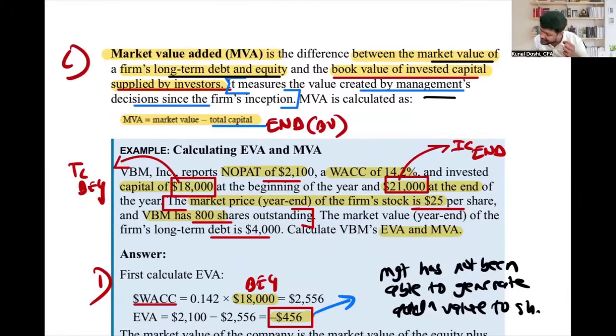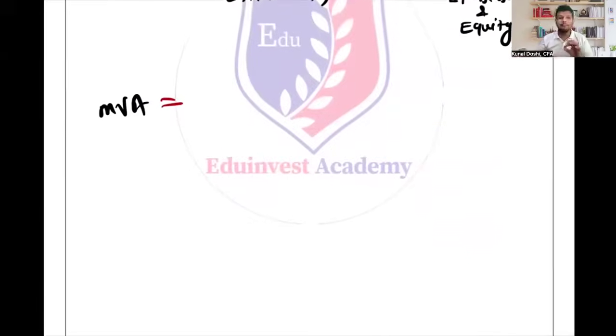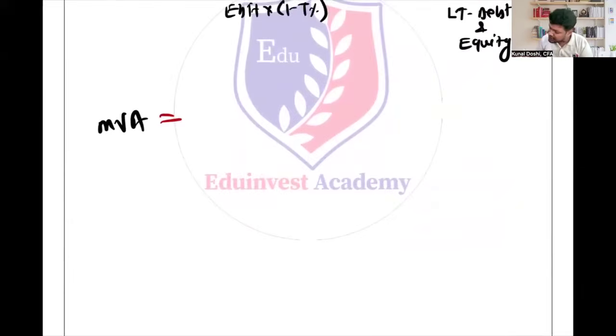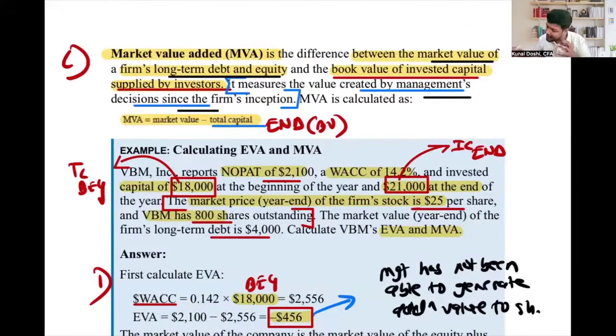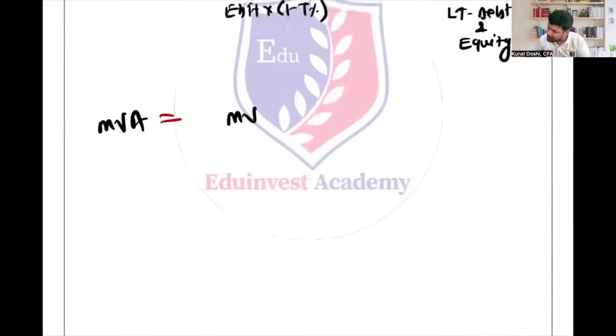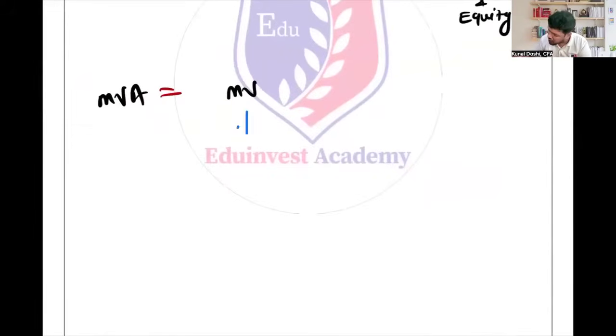It measures the value created by management's decisions since inception, because guys, market value is cumulative. The book value or the market value is a cumulative value. So till date, whatever value addition has been done by the management, that is the market value added. So the market value added approach is the difference between market value and the book value. Market value of what? Market value of long-term debt plus equity.